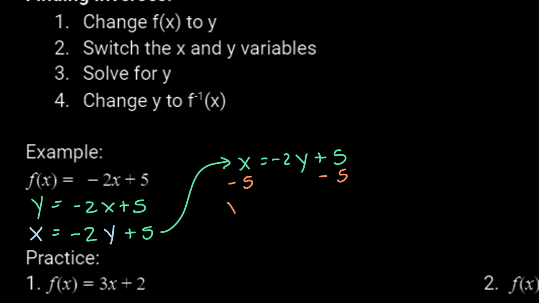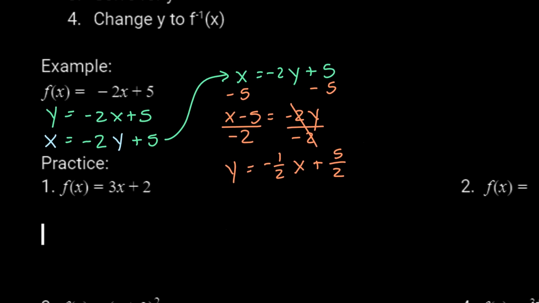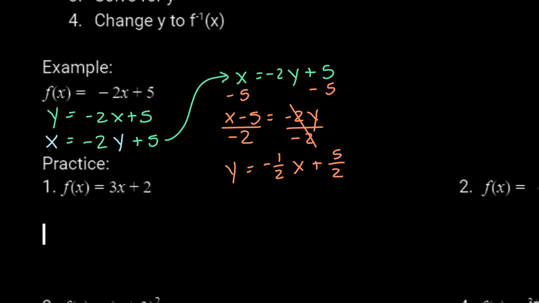So it's going to be x minus 5 is equal to negative 2y, then what? Divide by negative 2. So either you can leave it like this, or you can write y equals negative 1/2 x plus 5/2. Now above, is that our last step? So we could leave it like that, kind of? Yeah, you could leave it as y equals negative x minus 5 over 2.